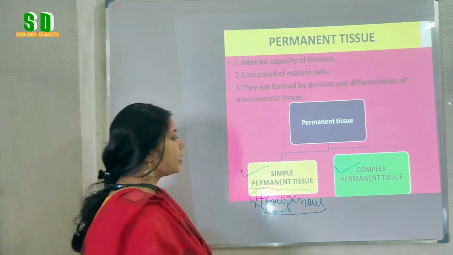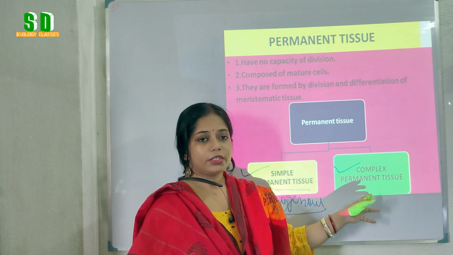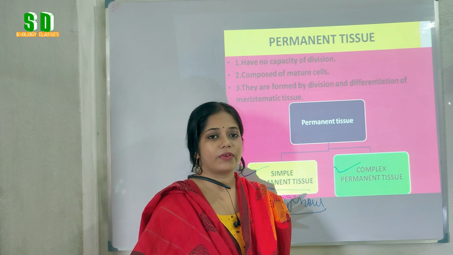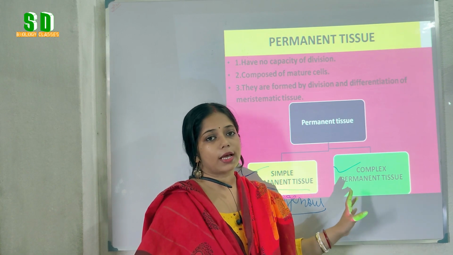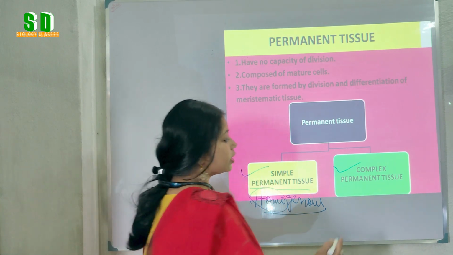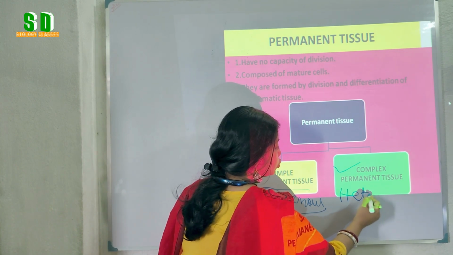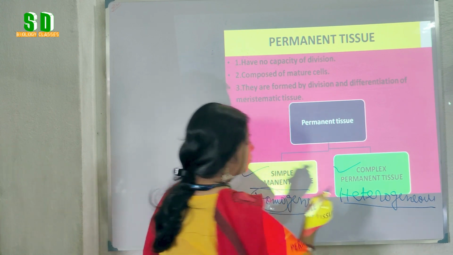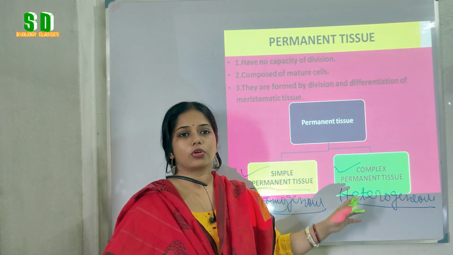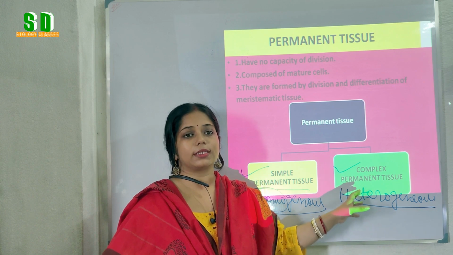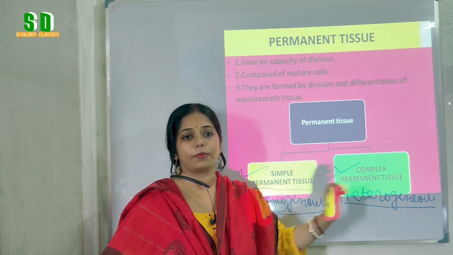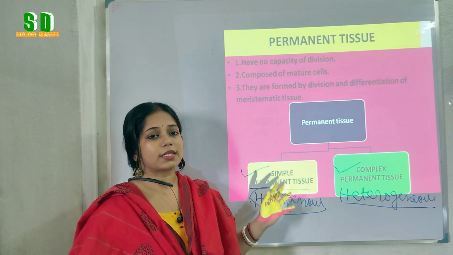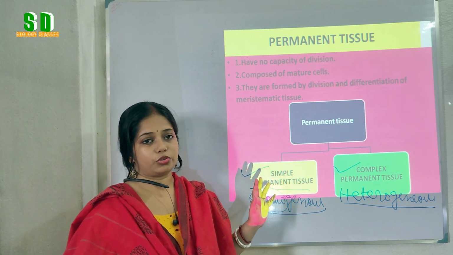That is, they are made up of homogeneous type of cells. Homo means same. Whereas the permanent tissue which is made up of structurally different types of cells having the same function is called the complex permanent tissue. We can call the complex permanent tissue heterogeneous, as the cells are of different types. But in this video, we will discuss the simple permanent tissue.